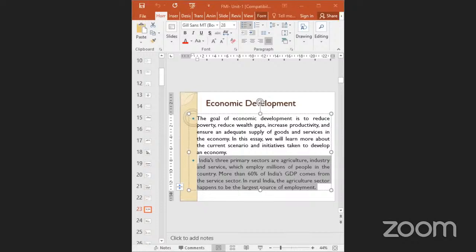So look at this particular position. What I darkened, that was written that India has three primary sectors, which are called the agricultural sector, industry sector, and service sector, which employ millions of people in the country. More than 60% of India's GDP comes from the service sector. And in rural India, the agricultural sector happens to be the largest source of employability. Fine. So if these three sectors are developed, in agriculture, in industry, and in services, which employ millions of people, because agriculture creates employability, industries create employability, and the service sector also creates employability, right? So millions of people are employed through these sectors, and probably 60% of the Indian GDP comes from this particular sector, right?